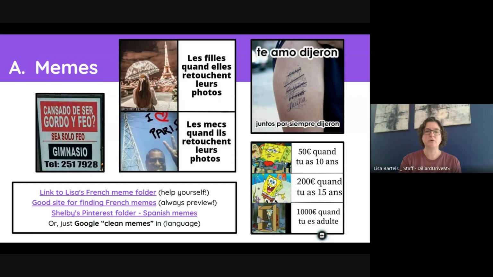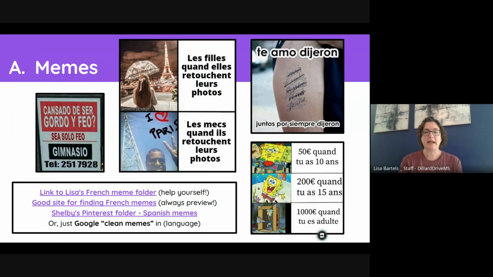Let's look at this French one. Les filles, quand elles retouchent leur photo, les mecs, quand ils retouchent leur photo. Okay, girls when they modify or when they edit their photos, and guys when they edit their photos. And so the girl one is beautiful, and the guy one looks like a little kid did it or something. It's just some words slapped on there.